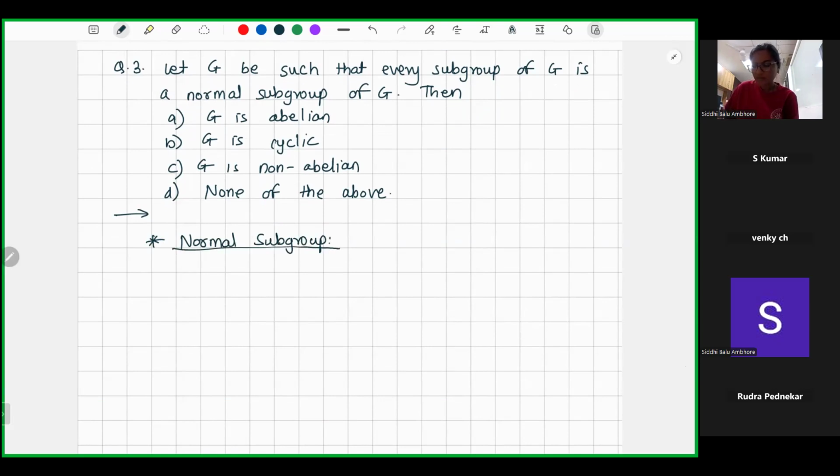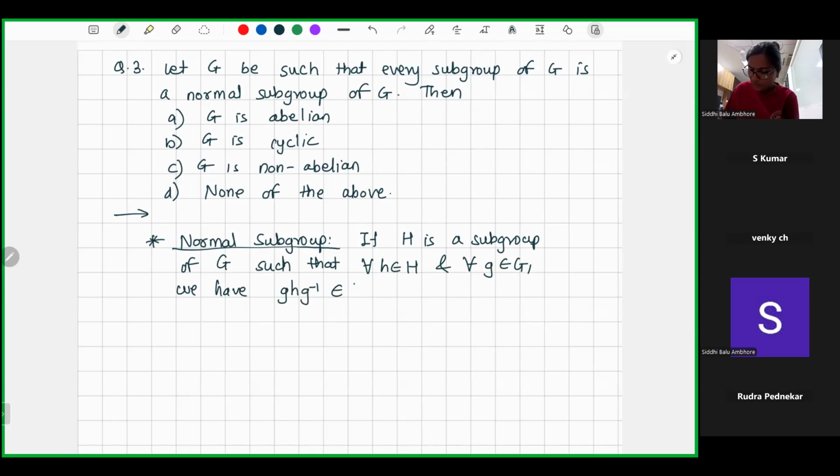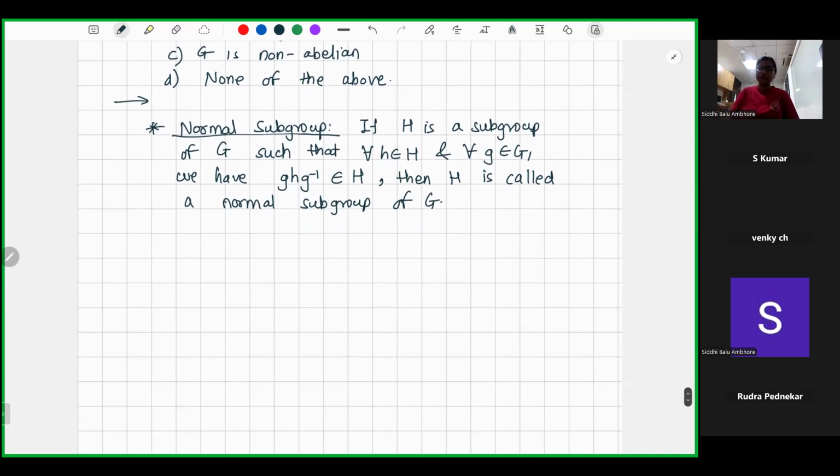So if H is a subgroup of G such that for all h in H and for all g in G, we have g h g inverse belongs to H, then H is called a normal subgroup of G. Okay, so this is the definition. We want to check whether this happens or not.